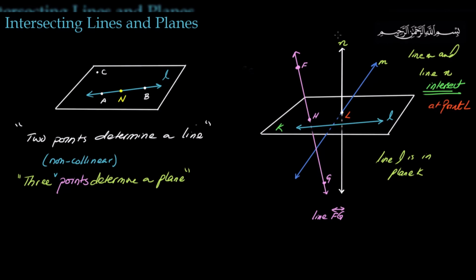Now line M and N go to the same point, the same hole in the paper, whereas this other line goes to a different point in the paper. So these are possible ways that lines and planes can intersect. Next, I'd like to talk about intersecting planes.